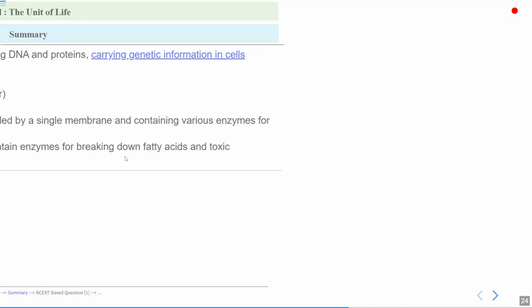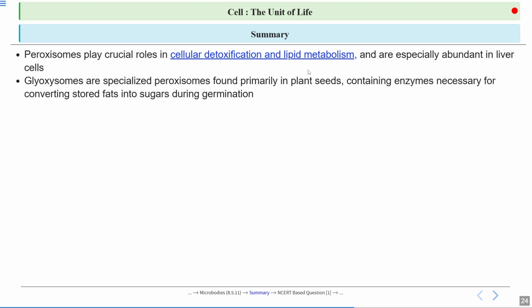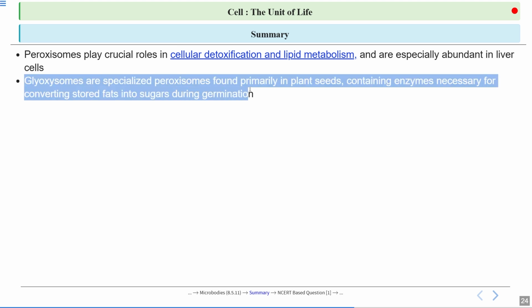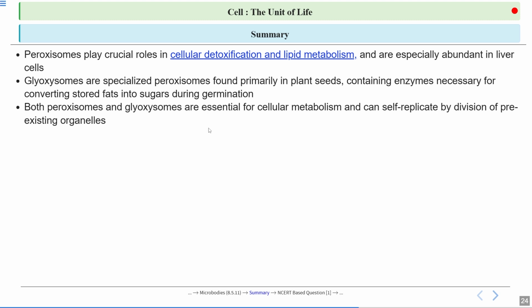Okay, then you have the glyoxysomes as well. Peroxisomes also play a crucial role in cellular detoxification and lipid metabolism, and are especially abundant in the liver cells. Glyoxysomes are specialized peroxisomes found primarily in plant seeds, containing enzymes necessary for converting storage fats into sugars during seed germination. So glyoxysomes have a very important role during seed germination. Both peroxisomes and glyoxysomes are essential for cellular metabolism and can self-replicate by division of the pre-existing organelle. So they can self-replicate also.